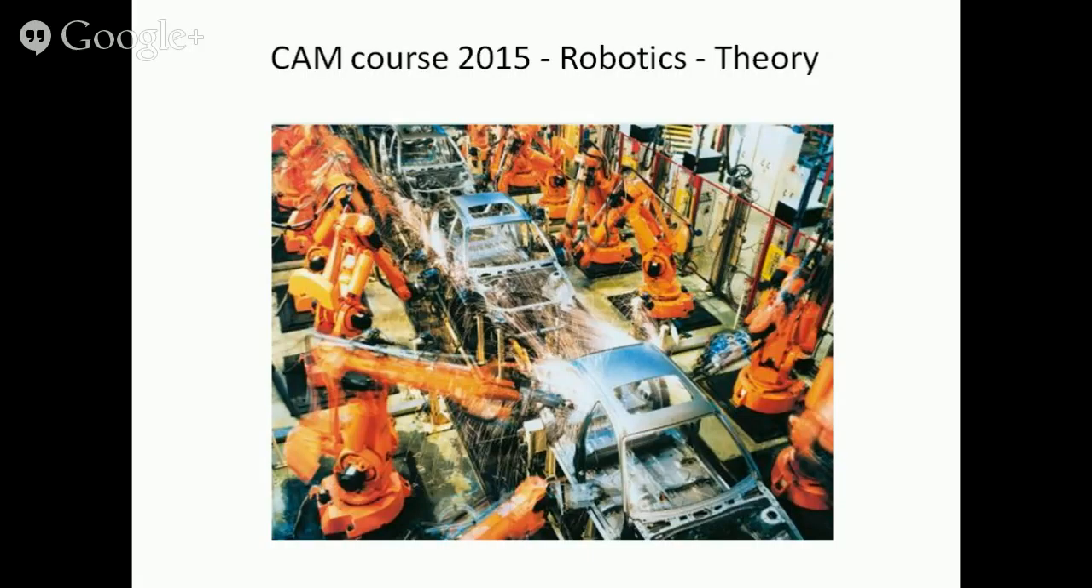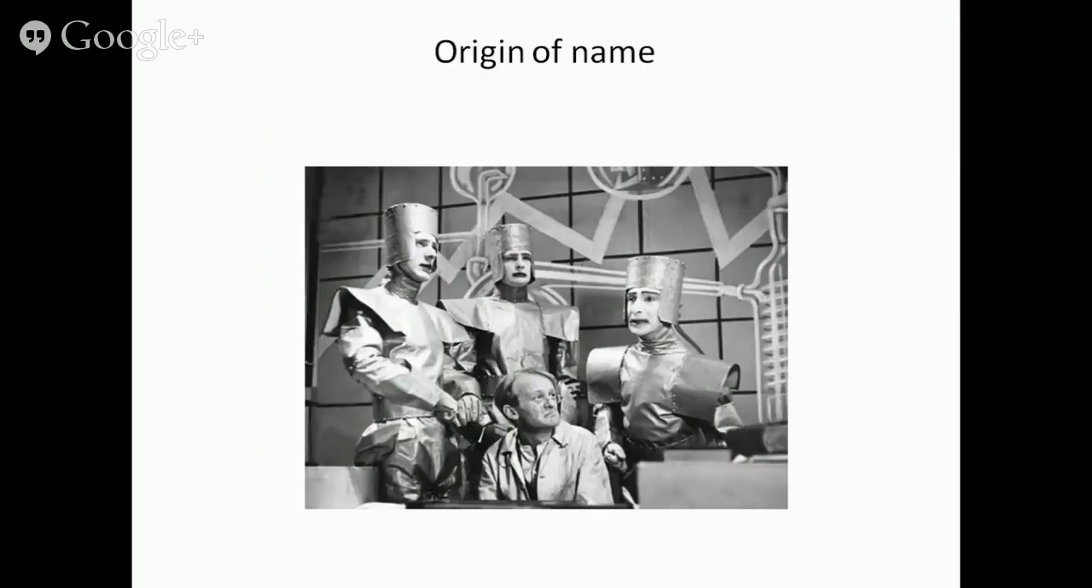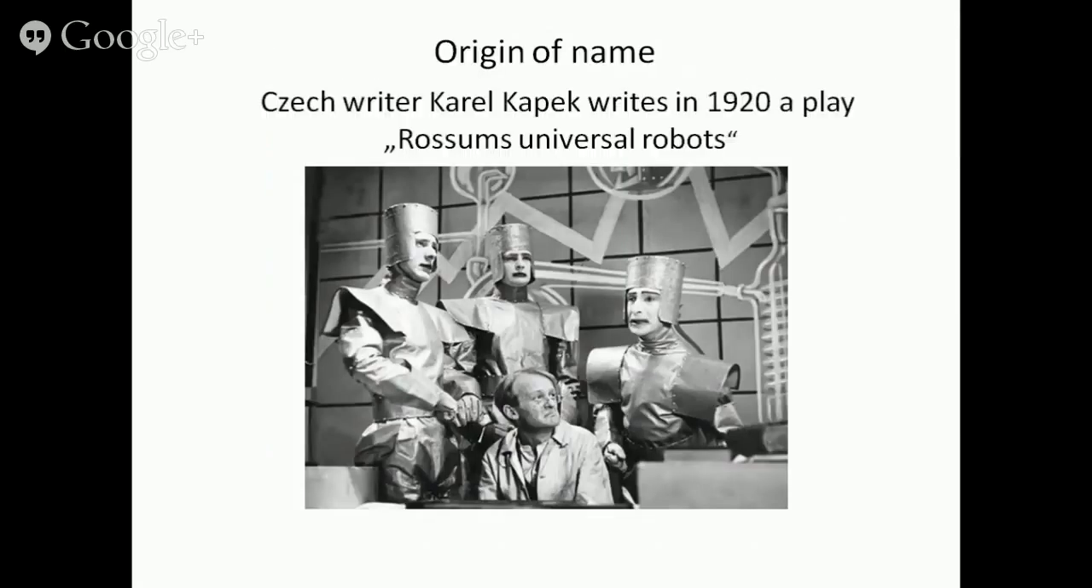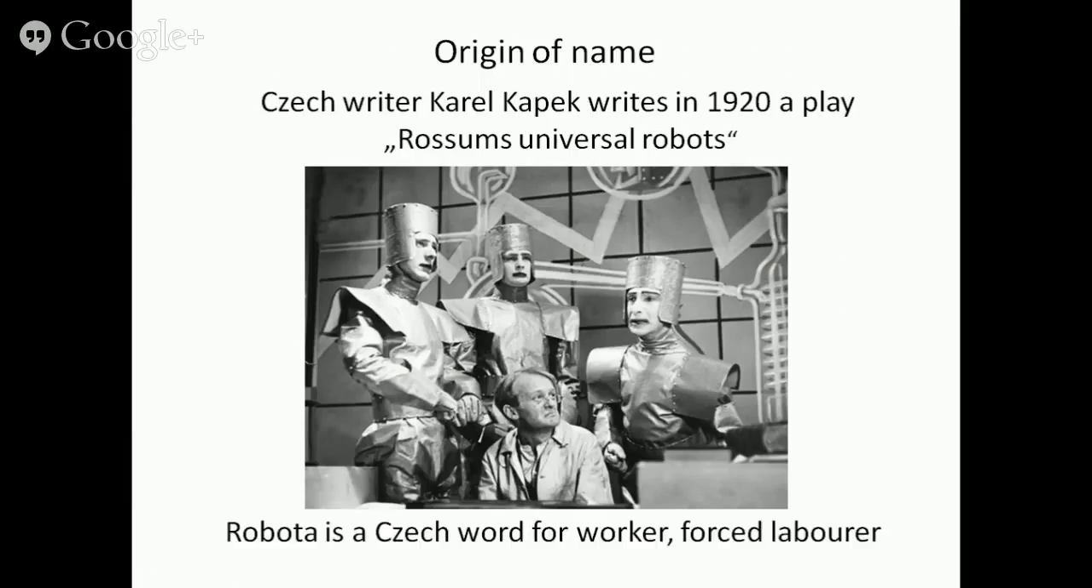This is the first robotic theory lecture of the CAM 810S course. Nearly 100 years ago, the Czech writer Karel Čapek wrote a science fiction play which he called Rossum's Universal Robots. In this play, artificial people, called robot in Czech language, played an important role. Robota is a Czech word for worker or forced laborer.